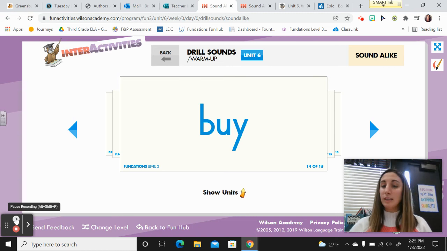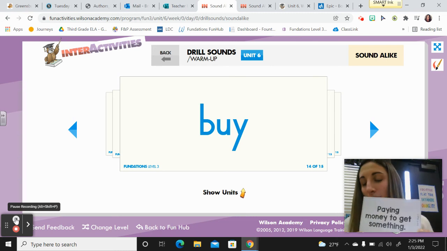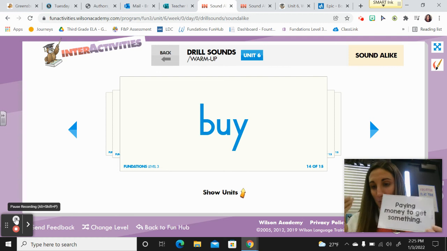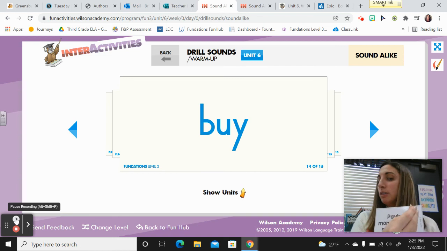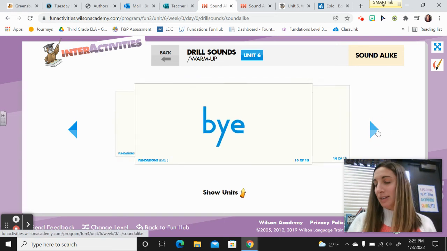Okay, now I think we need a signal for this. This is kind of going to be like the one for find, because when you buy something, you spend money, you pay money. But we're not going to frown, because sometimes you like to buy things. We're just going to show that symbol for paying money. Okay, let's check what the last one is.